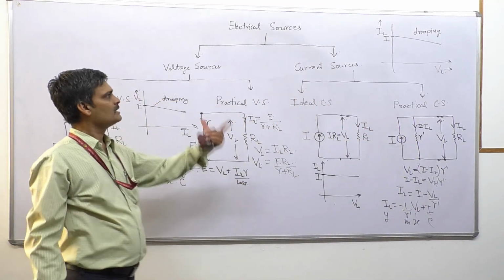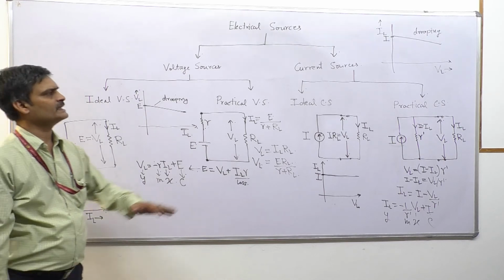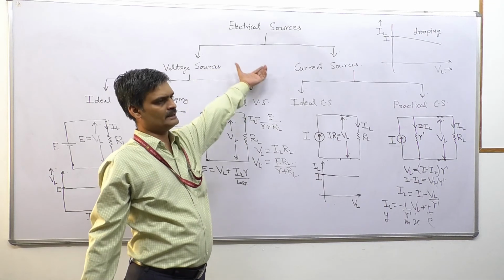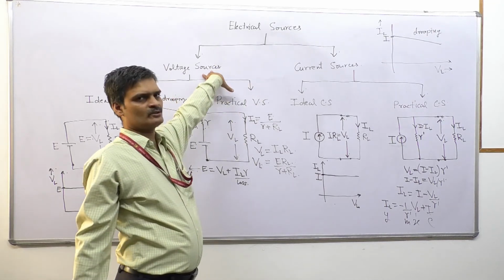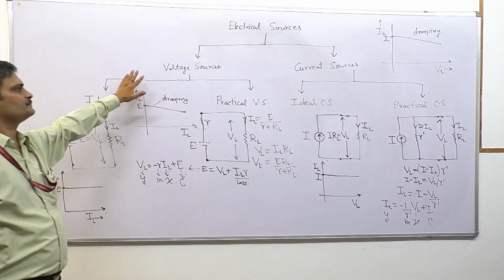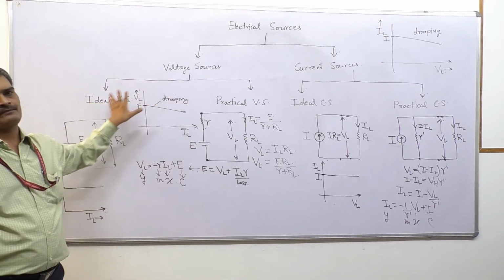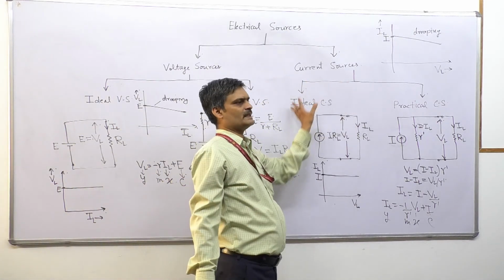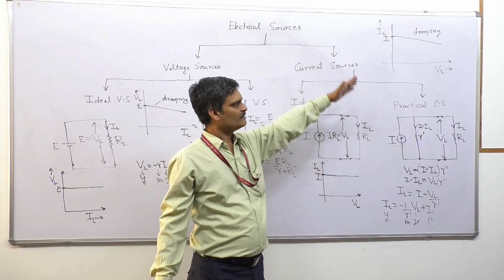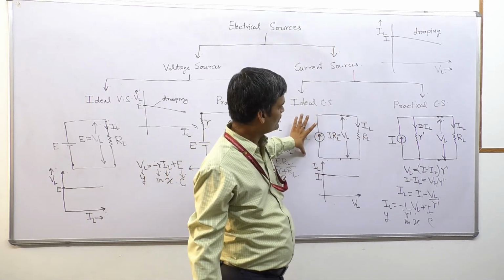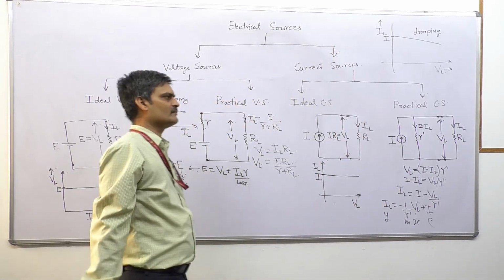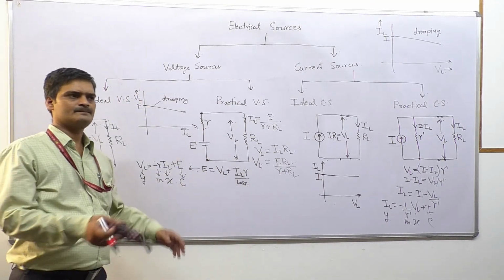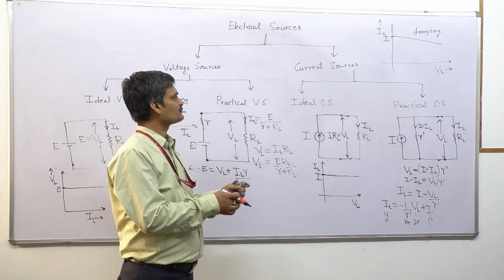So this is all about the various kinds of electrical sources. We have a classification representing the electrical sources: voltage source and current source. Then we discussed the further classification of voltage sources into ideal voltage source and practical voltage source. Similarly for the current sources, the same classification, ideal as well as practical. We have also learned what circuit these sources have and what are the output characteristics of all four kinds of sources. So this is all about this lecture.